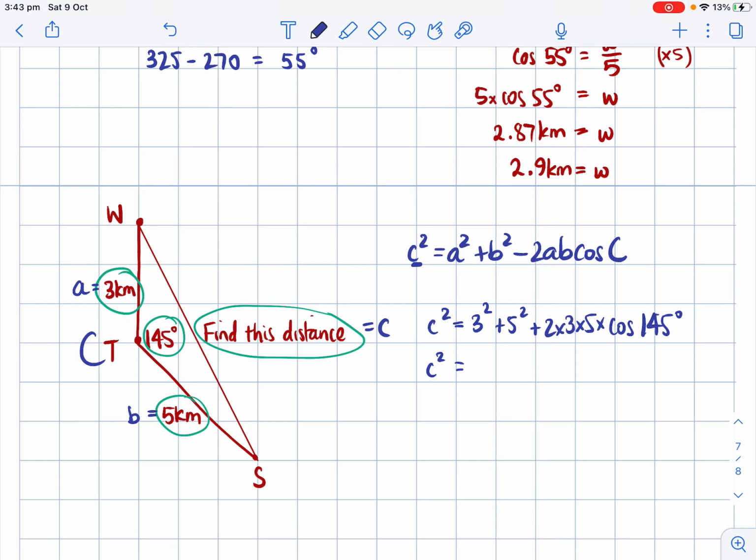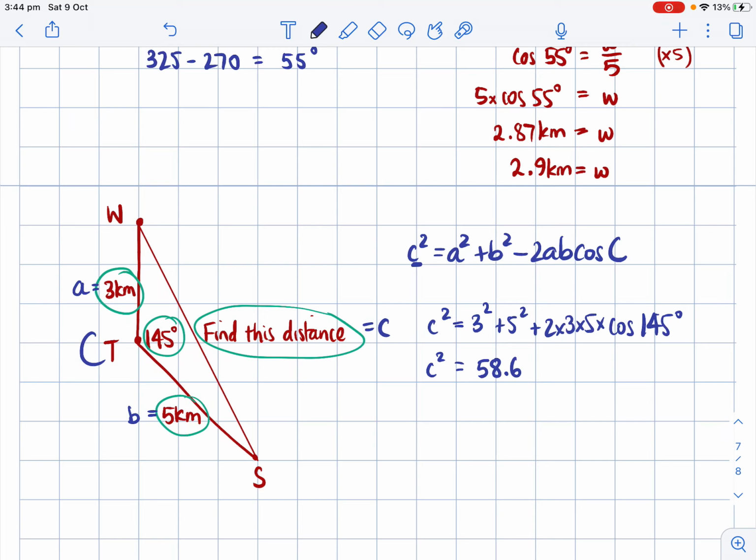And you get 58.57. And I'm going to remember that they asked me for one decimal place. So 58.57, which would be 58.6.